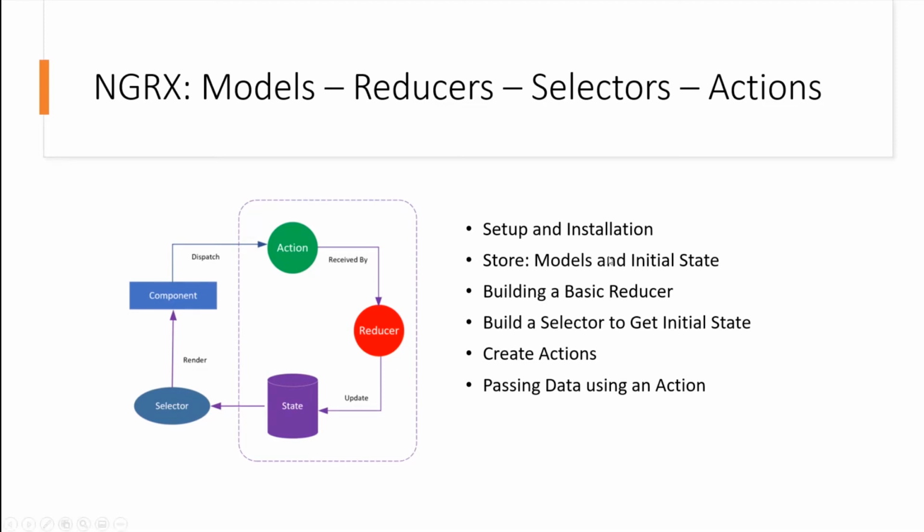We have the store module. The store has a models and initial state. We are building a basic reducer. So how do we work with reducers? We went over that. Talked a little bit about building selectors and how we get the initial state. We take a look at actions, and then we take a look at passing data to actions.